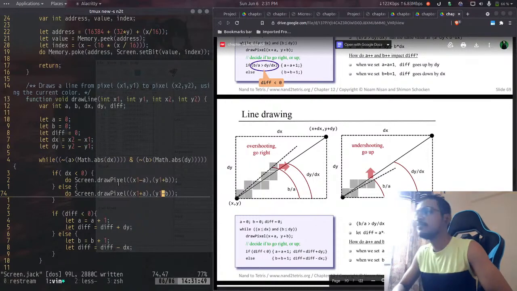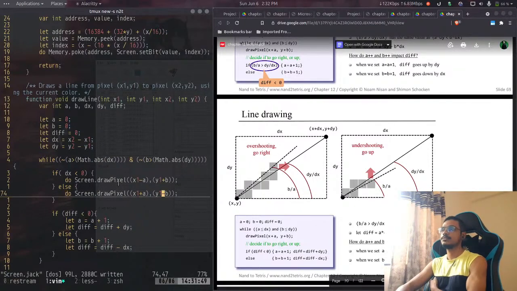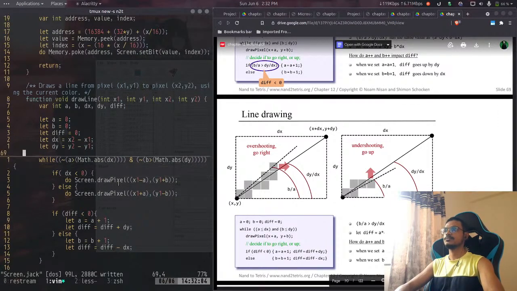But what if both of them are negative? Okay, so we need different conditions. Wait, in this language we don't have an else if, right? Only if and else. So we need to write if and else many times.